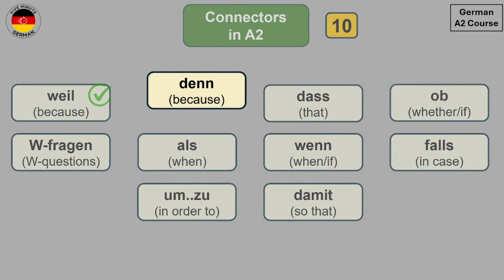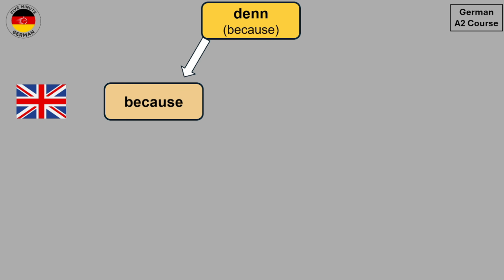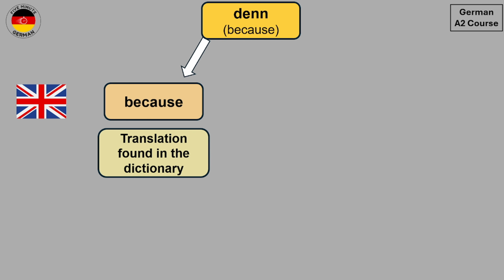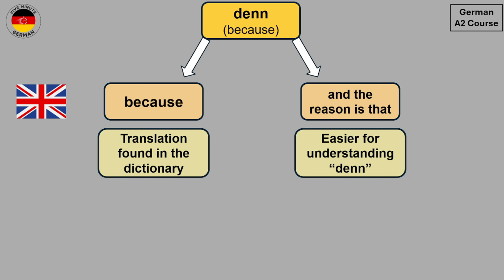Now let's take a look at the second connector, which is denn. Now in English, denn can be translated as because. And this is the translation which you will usually find in the dictionary. Now we can also translate denn in another way, which is and the reason is that. And I personally find this translation easier for understanding the concept of denn. So we will use this translation in our examples. And we will see how this is different from weil.